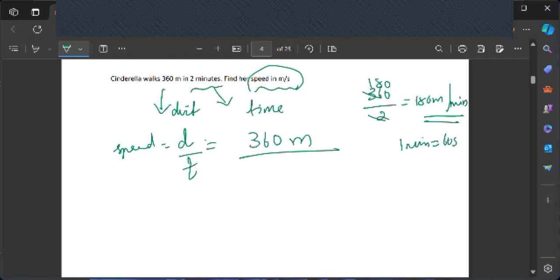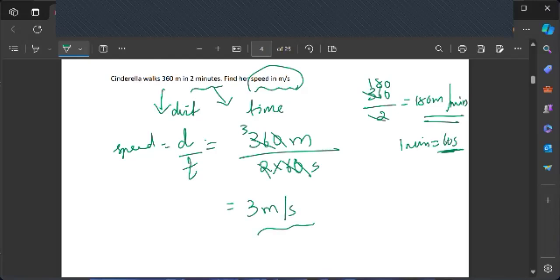So 60 seconds is 1 minute. So 2 minutes will be 2 into 60. You're converting the denominator into seconds. So 2 into 60, 0, 0 will cancel. So 6 2s are 12, 12 ones are 12, 3 6s are 36. It is 3 meters per second.